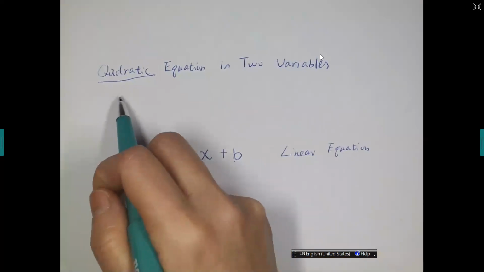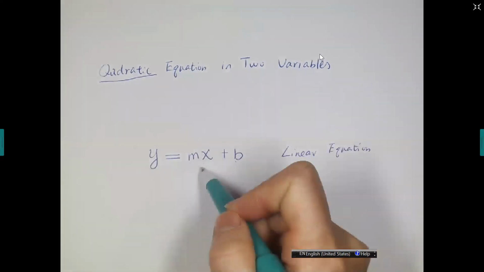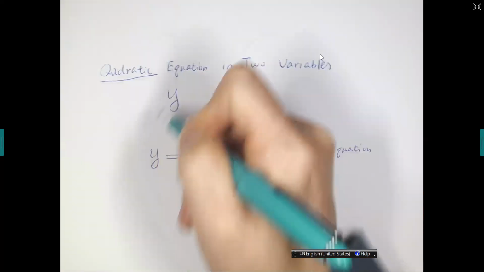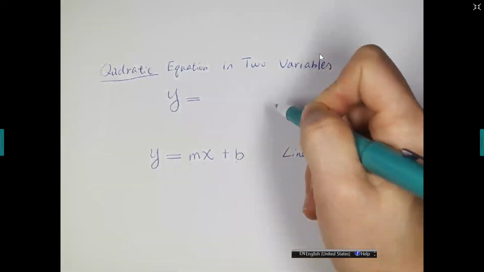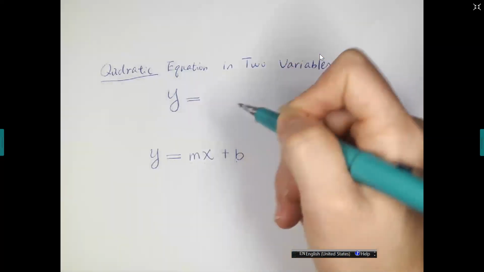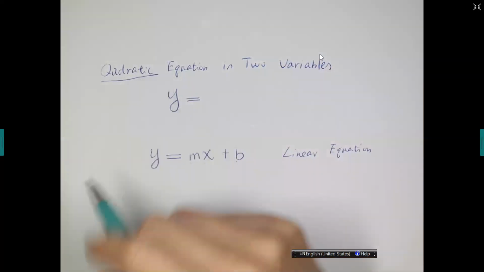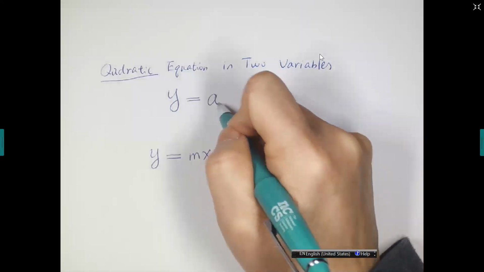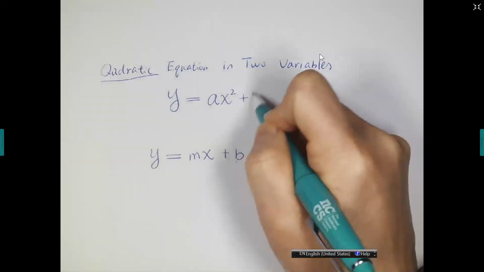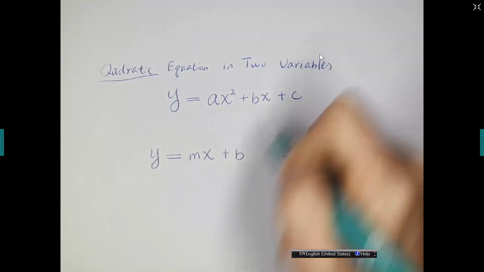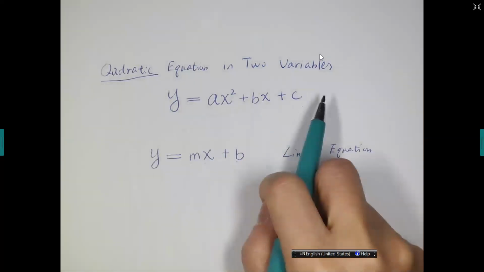In Algebra 2 now, we are going to move on to another equation in two variables. It also starts with one variable y. So y equals a function of x, and this variable x has a power of 2. That's why we call it the quadratic equation. It will have a form of a times x squared, plus b times x, plus c. A, b, c represent three constants.